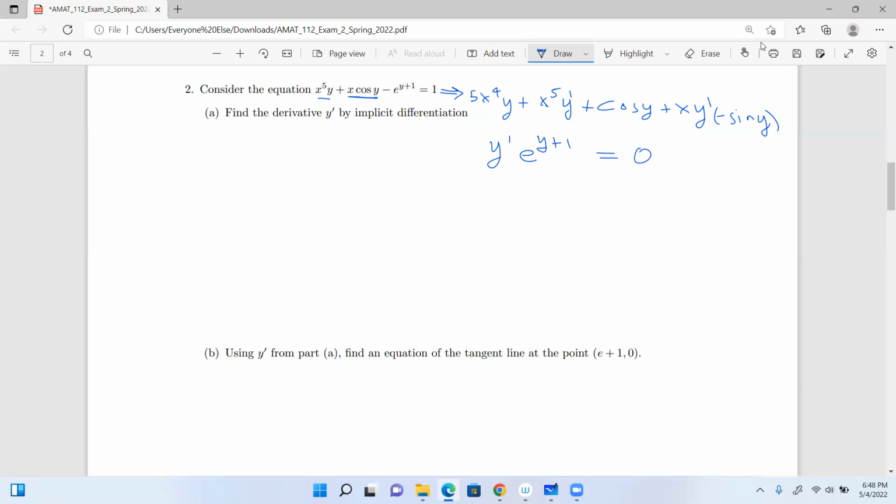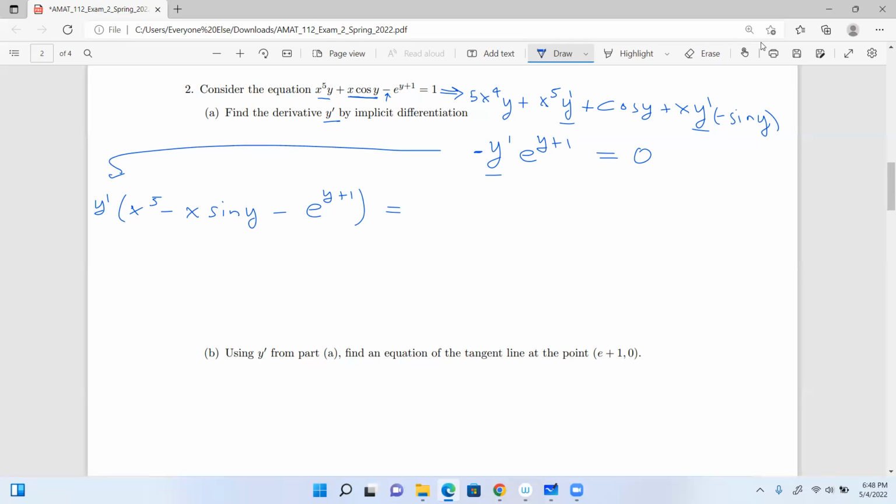So now what we want to do is solve for y prime. So we have a y prime here, a y prime here, and a y prime here. So we're going to factor out the y prime. So let's carry this over here. So we have y prime. Now what we'll have is we factor it out of here, we get an x to the 5th. Here we get negative x times sine y. And then here we get plus, actually this is a negative here from this negative. So this should be minus e to the y plus 1.